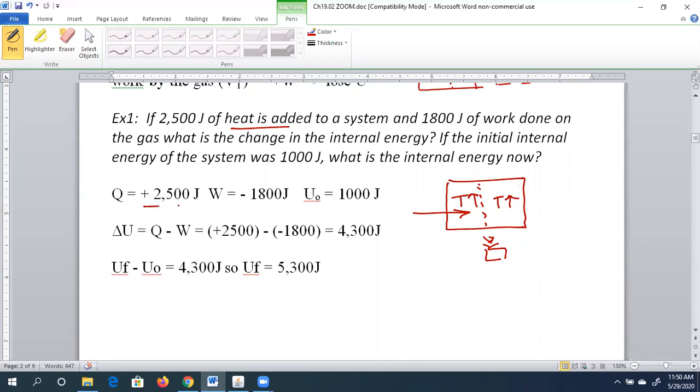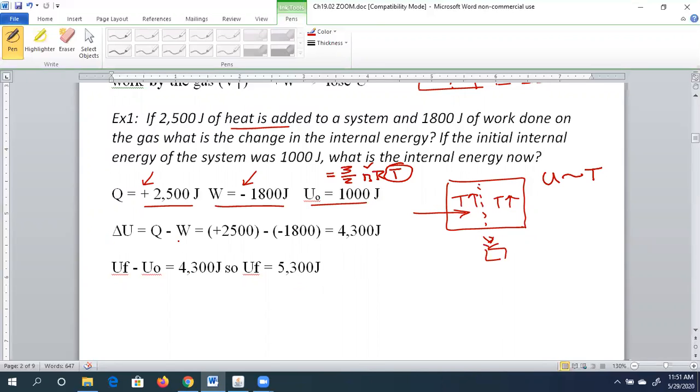Okay, so they tell us how much heat we've added, positive because we've added. They tell us what work we've done, negative because the volume has gotten smaller. And they tell us what the initial thermal energy, internal energy, was. And remember, because this equals 3/2 nRT, if we knew the number of moles, we could actually figure out what temperature that corresponds to. So just always remember that the thermal energy is proportional to the temperature.